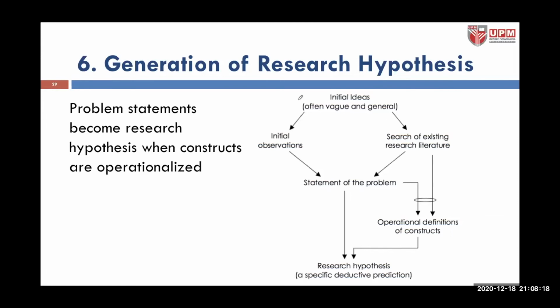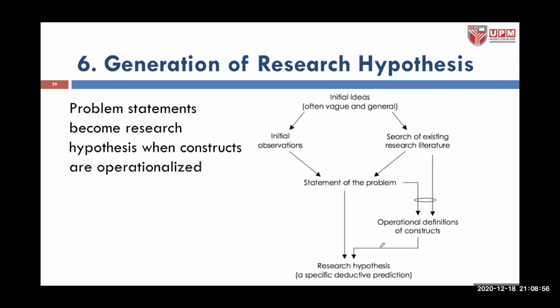You have your general title, and then you have your specific title, then you probably have your existing research literature and initial observation. You gather all of this information like we have done in our previous lecture, and you come up with your statement of the problem. From the problem statement, you may want to define the operational definition of the construct and then finally come out with the research hypothesis, a specific deductive prediction.